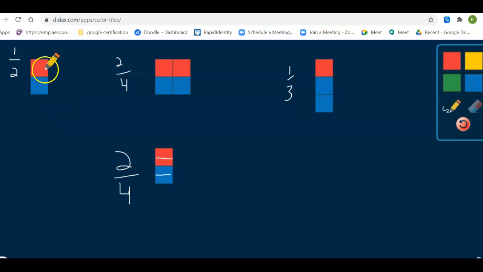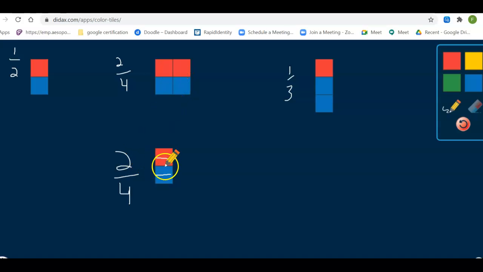So our first one was 1/2, so I've indicated 1/2 right here. Out of these two tiles, one is shaded red. So one out of the two is shaded red. Over here, I've got 4 equal parts. So 2 out of the 4 are shaded red. So 2/4 of them shaded red.